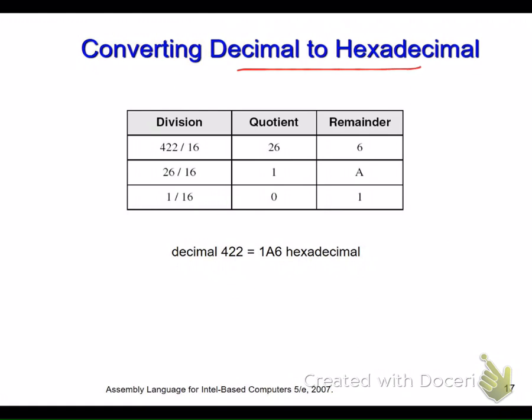Converting decimal to hexadecimal is exactly the same scenario. Instead of dividing by the base 2, you are dividing by the new base, which is 16, and then you get the quotient and the remainder, and at the end you combine the remainders, and again this will be the least, this will be the most. Correct?